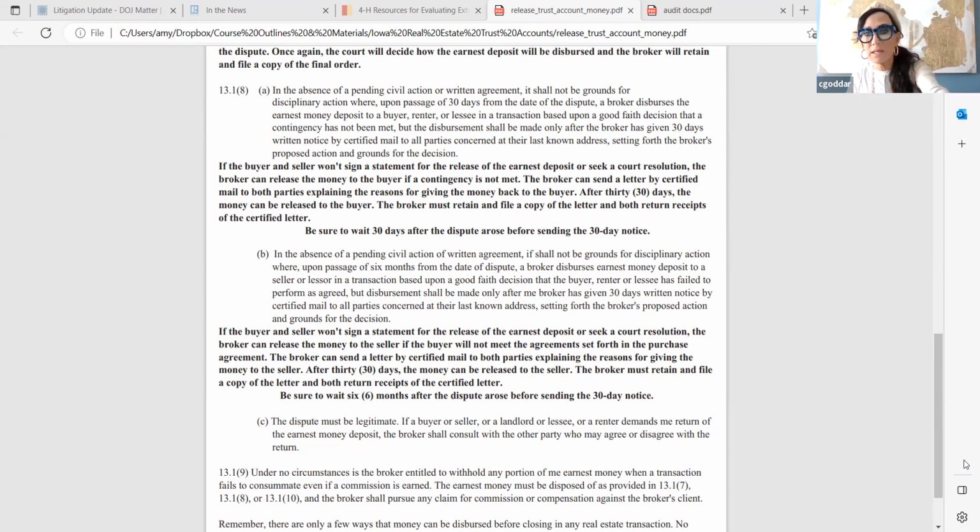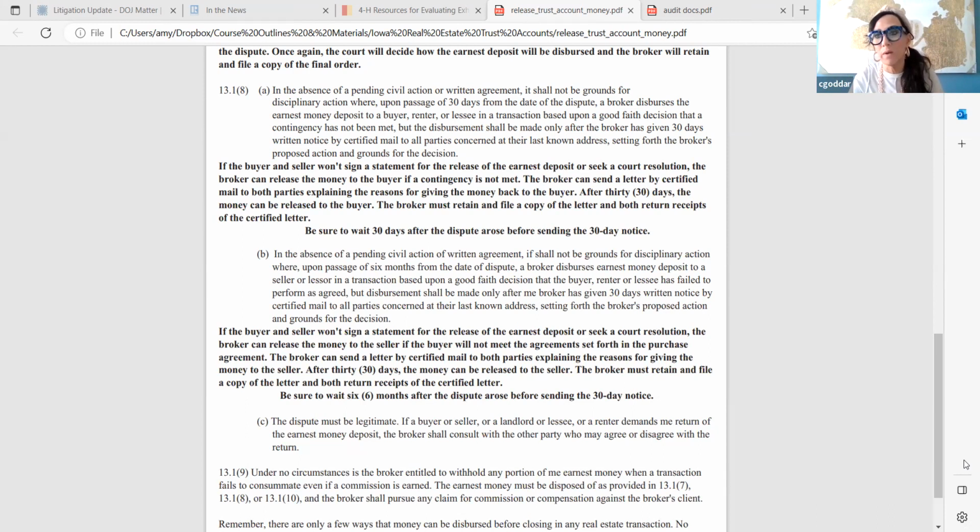And I like what it says here in part. I won't read the whole rule, but it says in the absence of a pending civil action or a written agreement. So it says you can't have that going on. If you don't, continue. And I love this part of it for you guys. It says it shall not be grounds for disciplinary action when upon the passage, and so on. So this rule tells you right up front, you are protected as long as you follow this protocol. And it's a beautiful system.